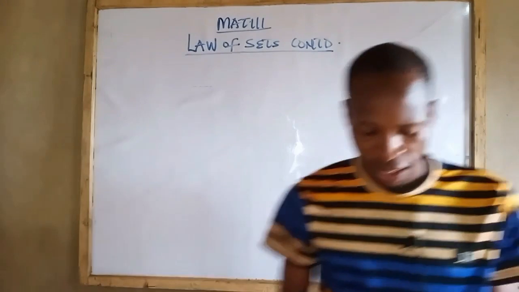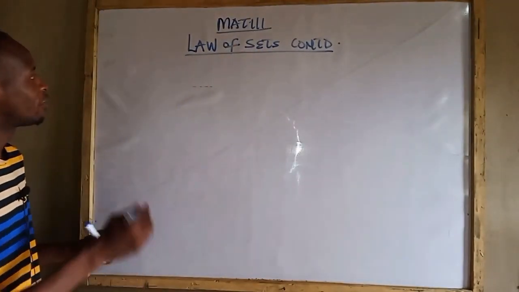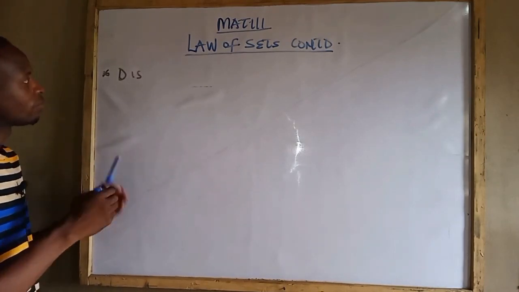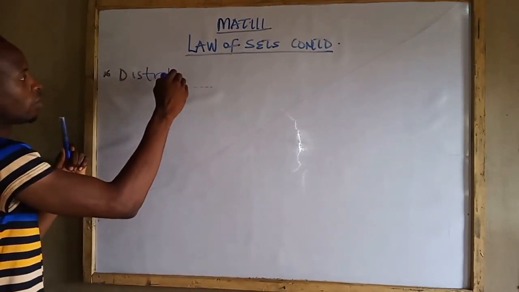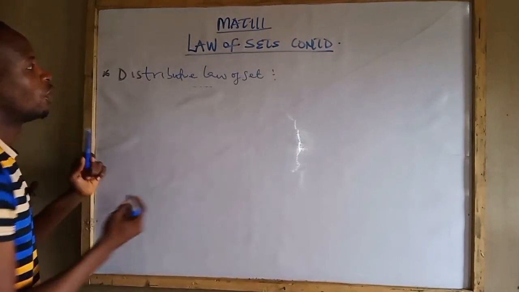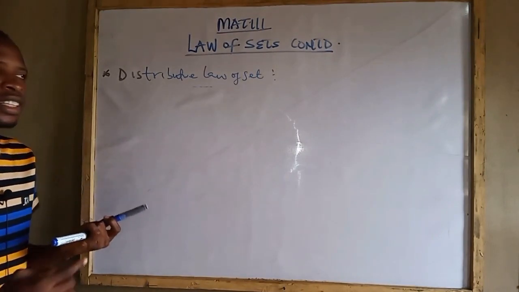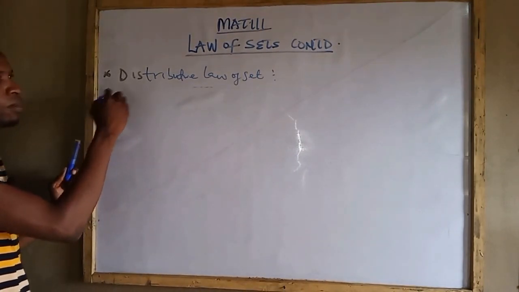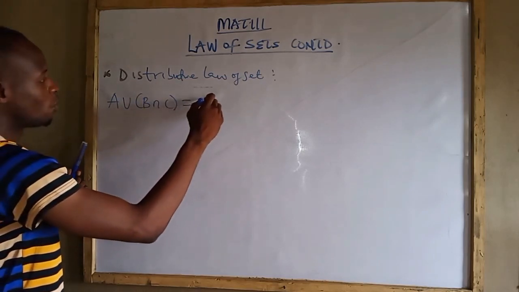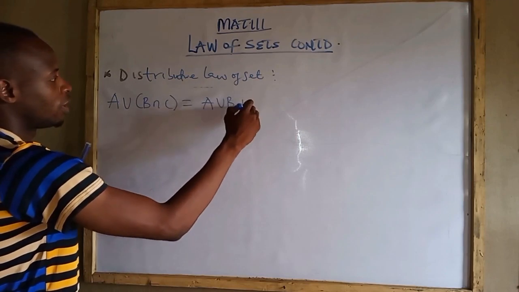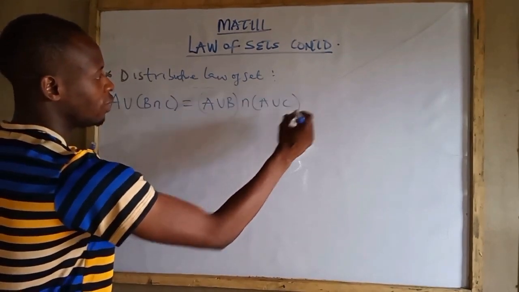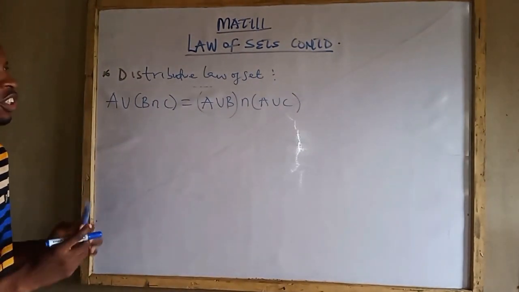So let's start. We are going to start from distributive law of set. When you talk of distributive law of set, it simply means when you have A union B intersection C, it is equal to A union B in a bracket, then intersection A union C. That is just a simple definition of distributive law of set.